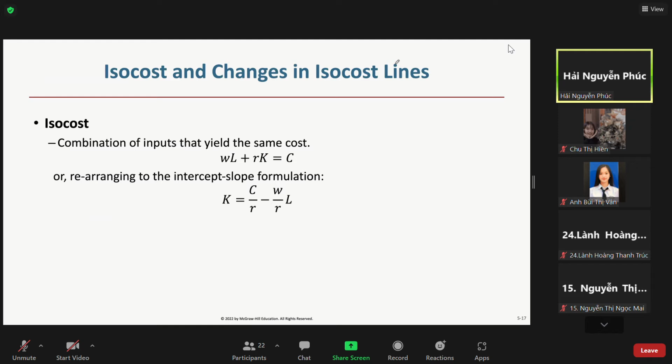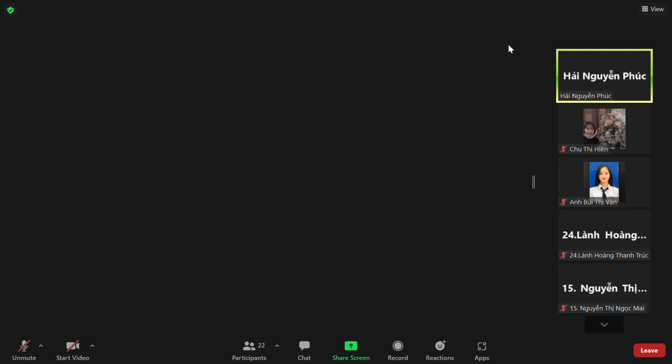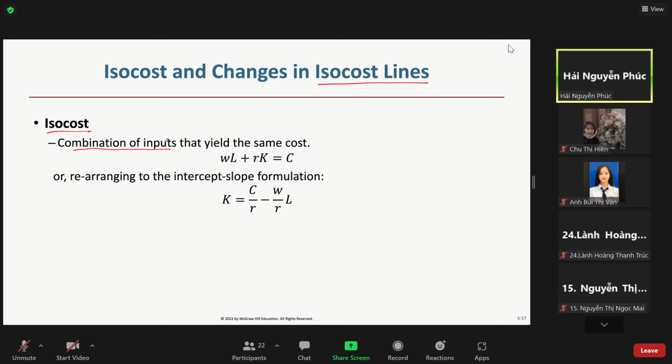Now let's move further. Here we are going to discuss the isocost line. The isocost line tells us about the combinations of inputs that can be bought with the same amount of money. Here I say it is a combination of inputs that yield the same cost.